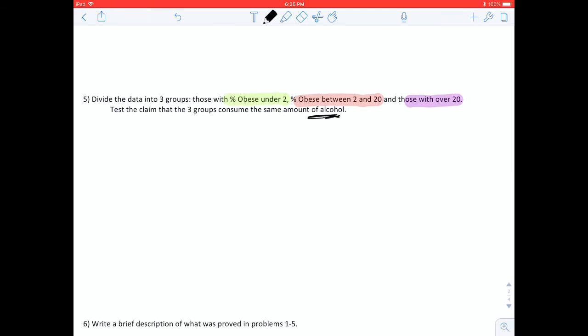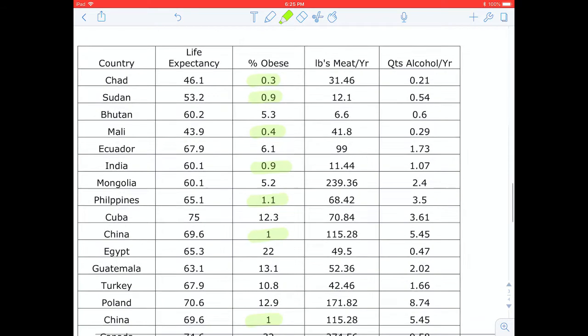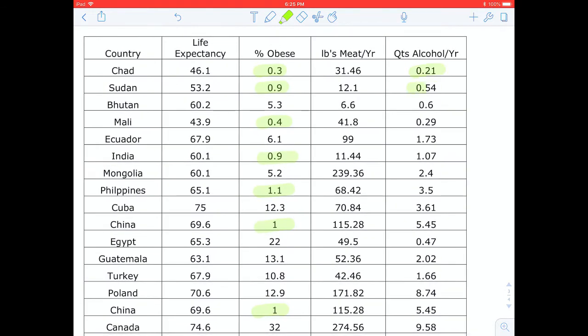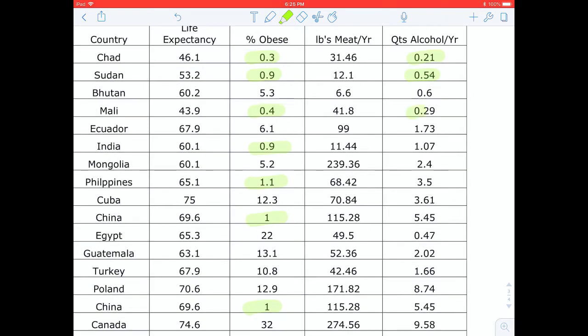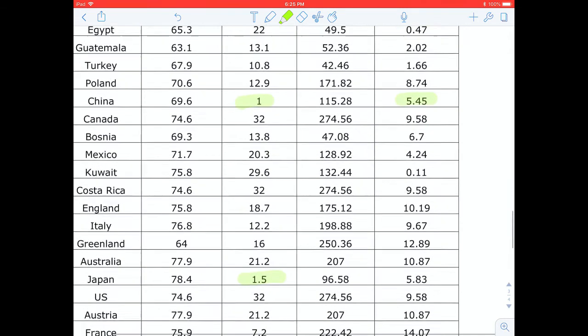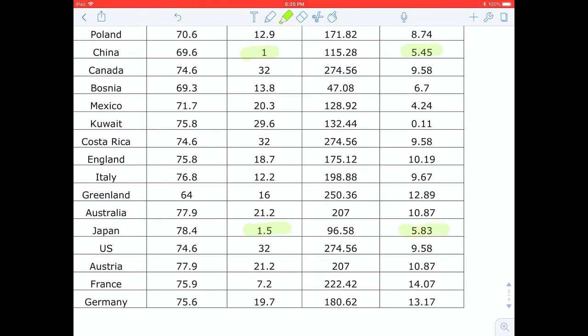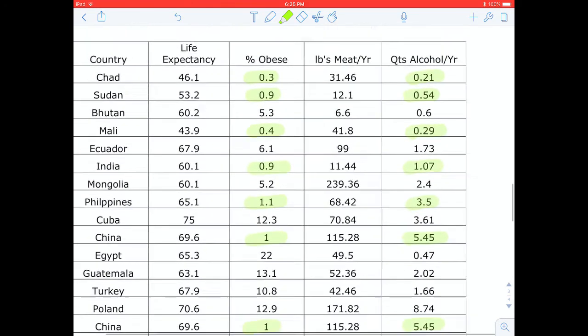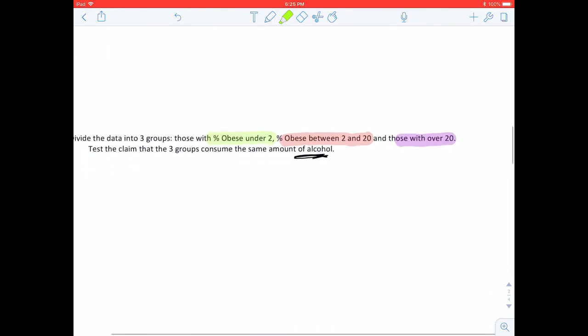But notice that the question is about the amount of alcohol that they drink in that country. So now I'm going to go back with the green highlighter, and all the ones that are green, I'm going to highlight how much alcohol they drink. That is quarts per year, per person. All right, now all of the green ones are highlighted.